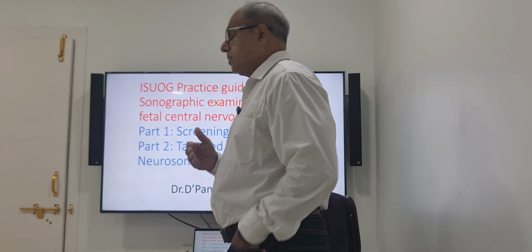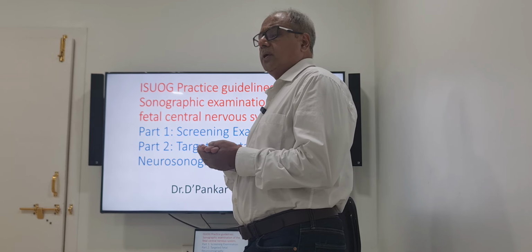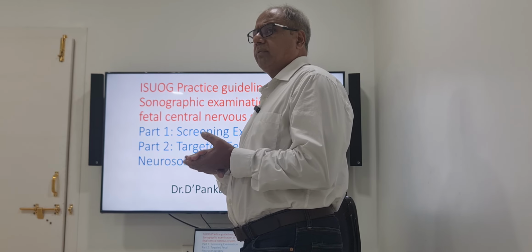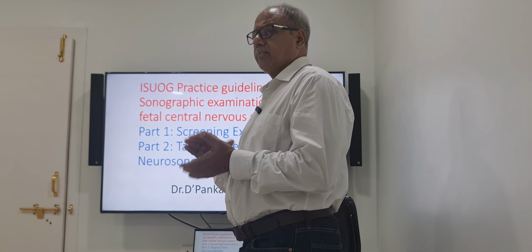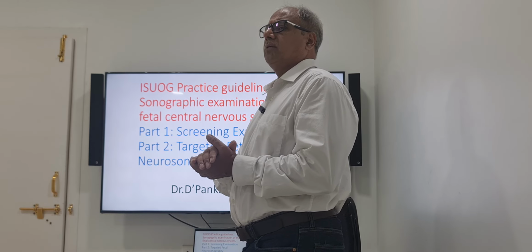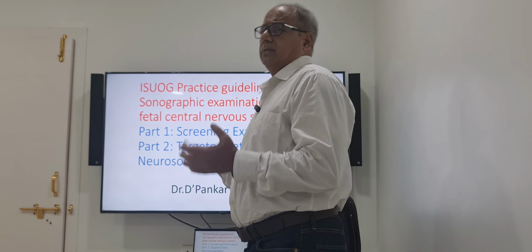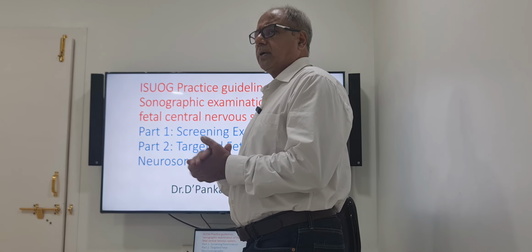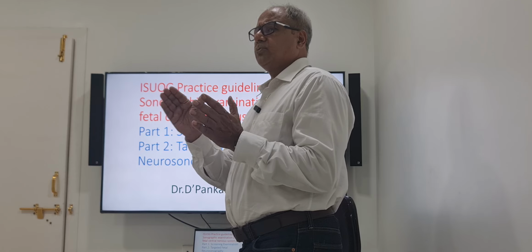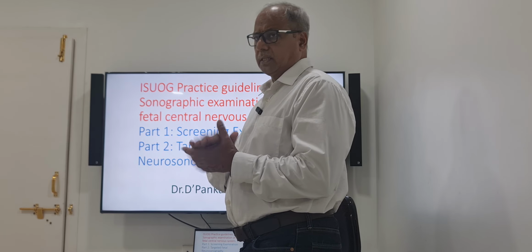Part one is for screening examination, that is the screening when we do mid-trimester screening and look at the brain. There are different ways of mid-trimester screening. One is the 20+2 scan, another is following the ISUOG method, but in a screening method the brain and the spine have to be seen in a particular fashion.